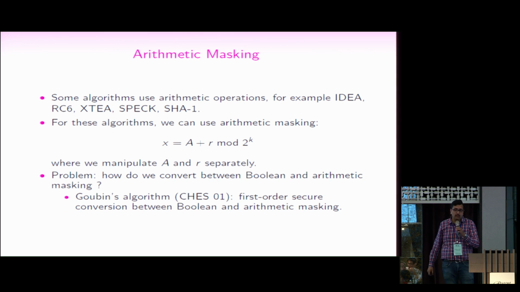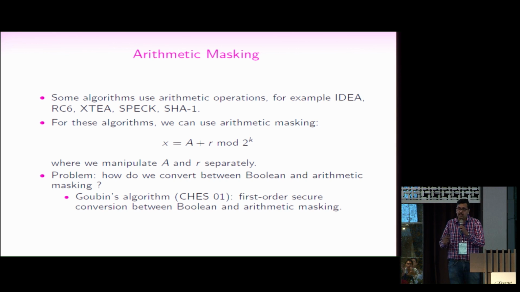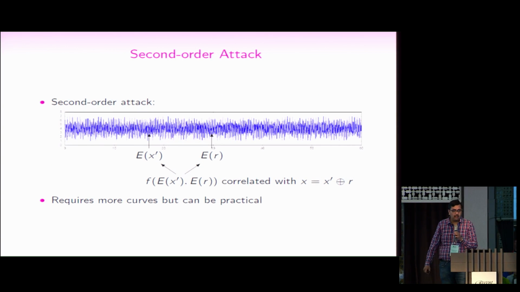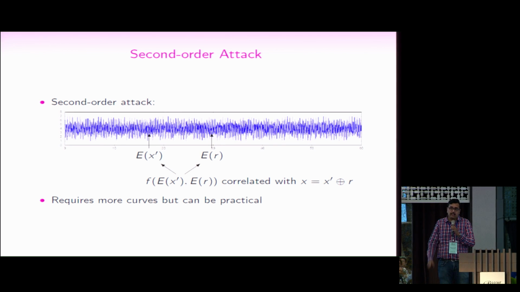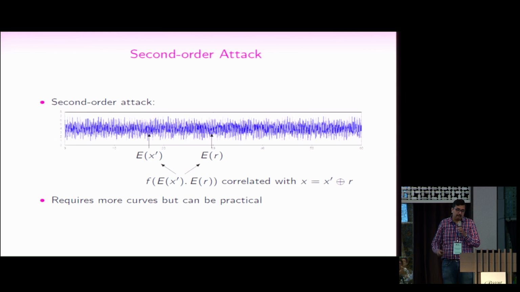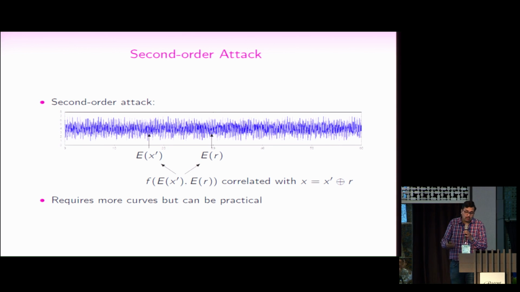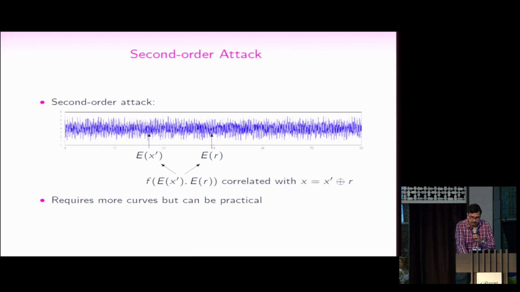The very first solution was given by Goubin at CHES 2001. He proposed a first order secure Boolean to arithmetic mask conversion algorithm, and also in the opposite direction. That conversion algorithm by Goubin is secure against first order, but we all know that second order attacks are feasible. In a second order attack, an adversary can exploit simultaneously leakage from two leakage points. It requires more curves, but it has still been demonstrated to be feasible.